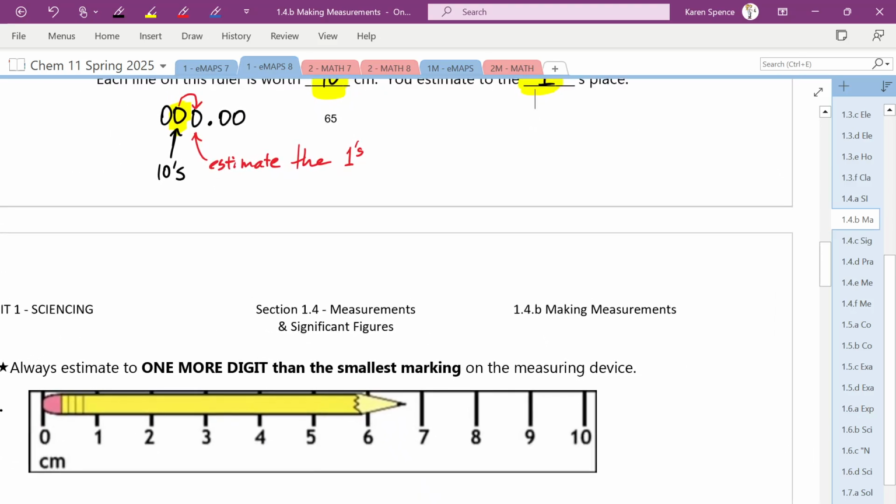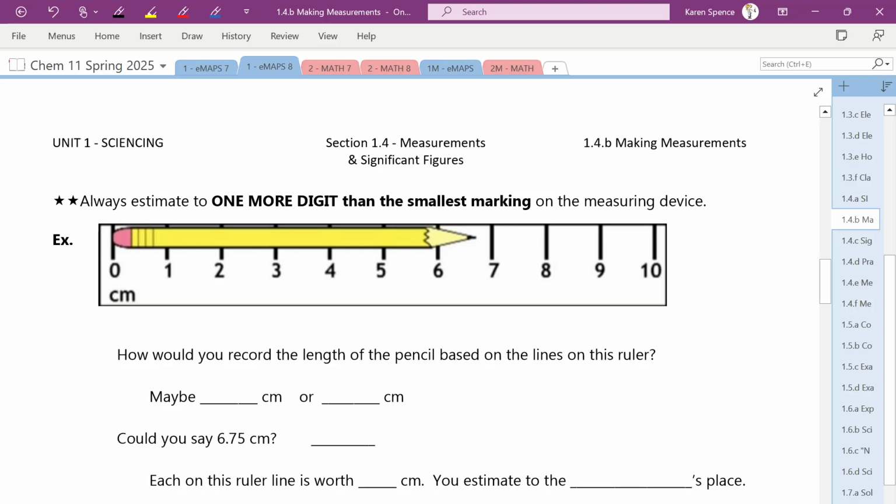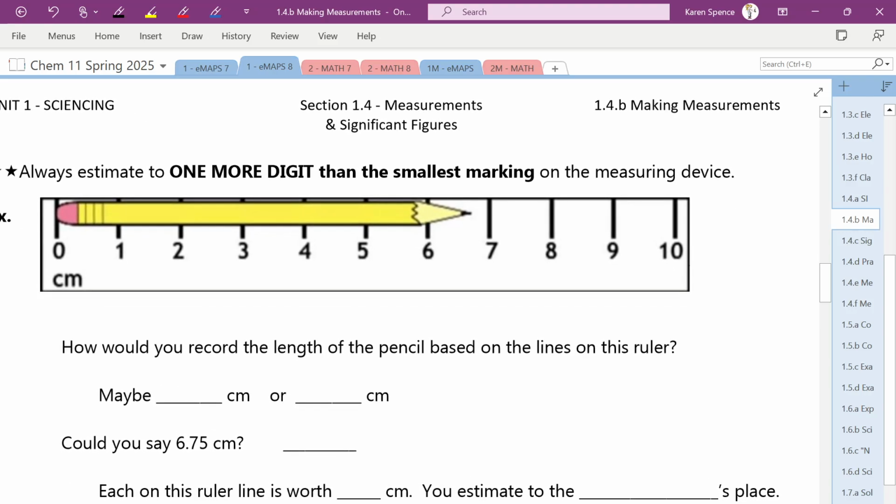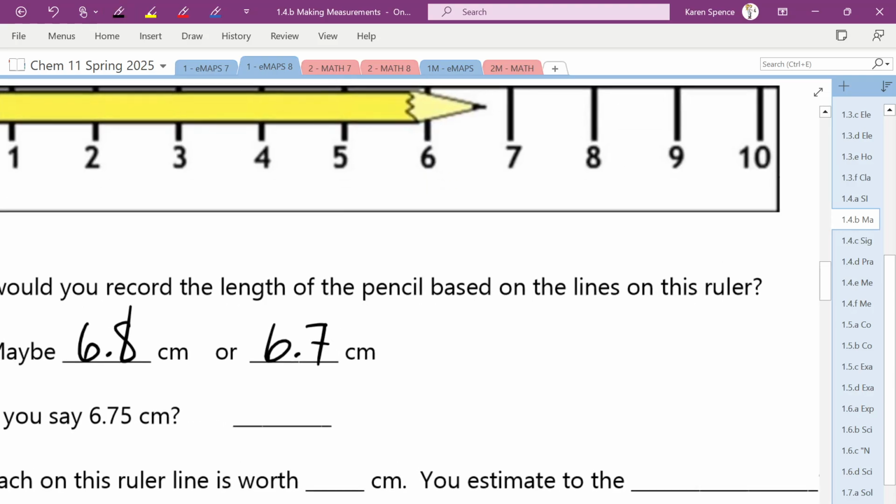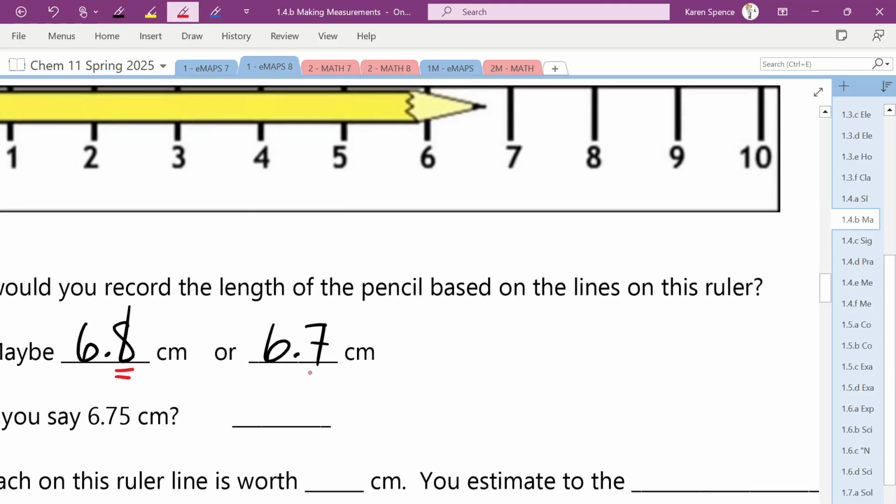Okay. All right. Moving right along here. What do you guys think? Could you please record what you think for this measurement? I got a 6.8. Anyone got another one for me? 6.7, sure. Okay, you might even go 6.6, but I think those two are pretty reasonable. Could we say 6.75? No, because those two there are our uncertain digits. We can only have one.